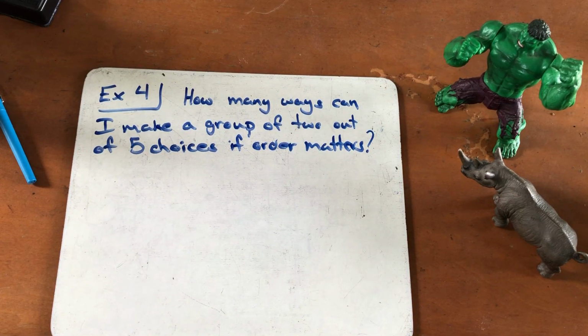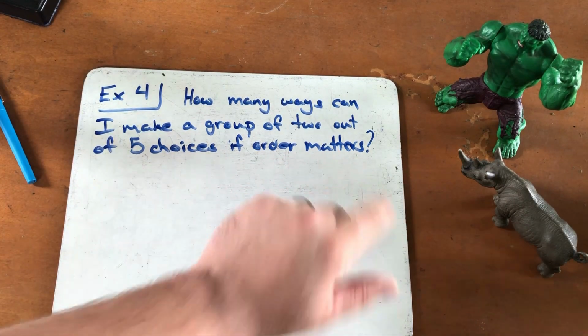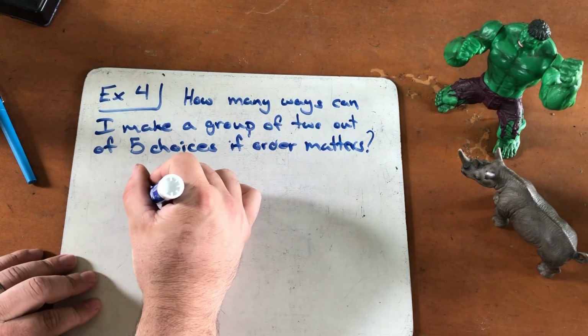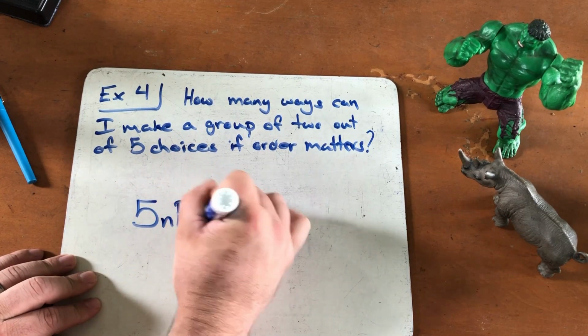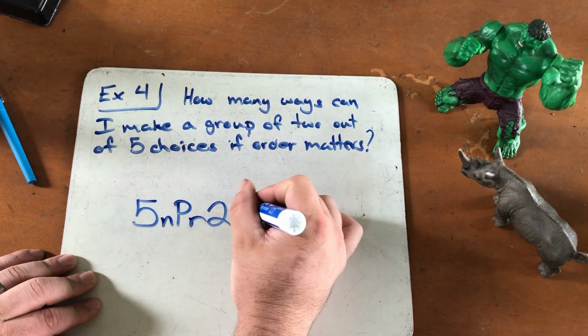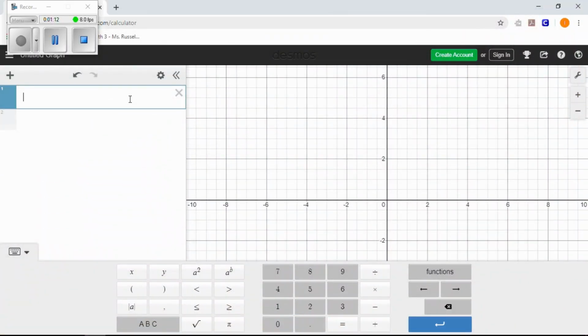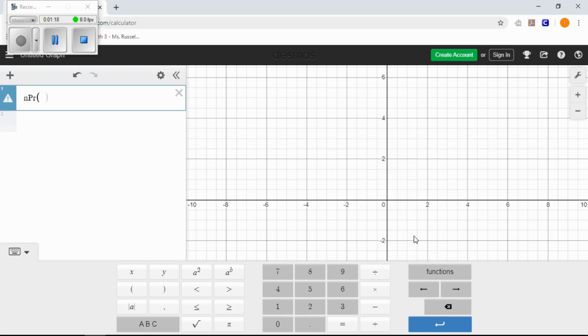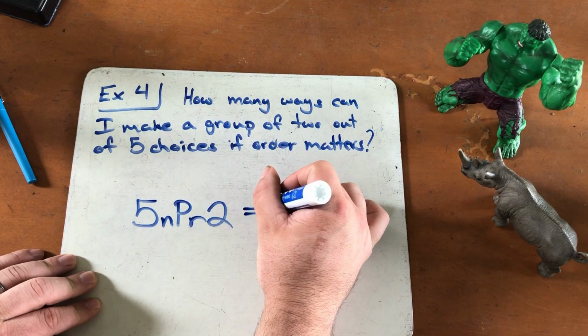For this last problem we're going to look at, the question says, how many ways can I make a group of 2 out of 5 choices if order matters? We're not given titles for my choices, but we are told in words that order matters, so I automatically know I'm doing a permutation. So, big number goes first, small group goes second. This is how it looks when I put it in the calculator. I'm going to show you how to put it into Desmos. You need to type in 5 nPr 2. Function, nPr, 5, comma, 2, and we find out that it is 20.